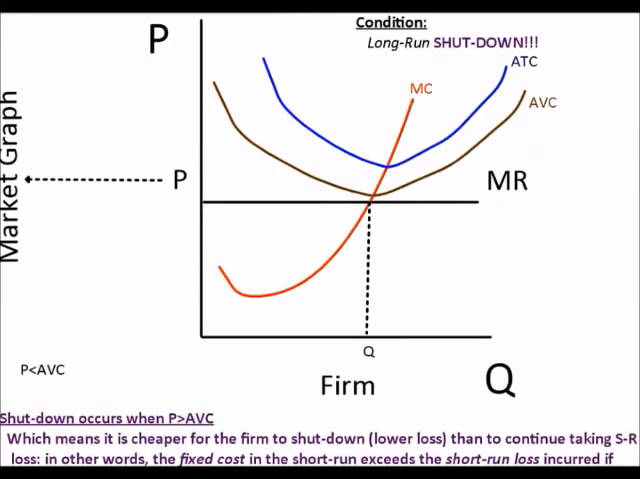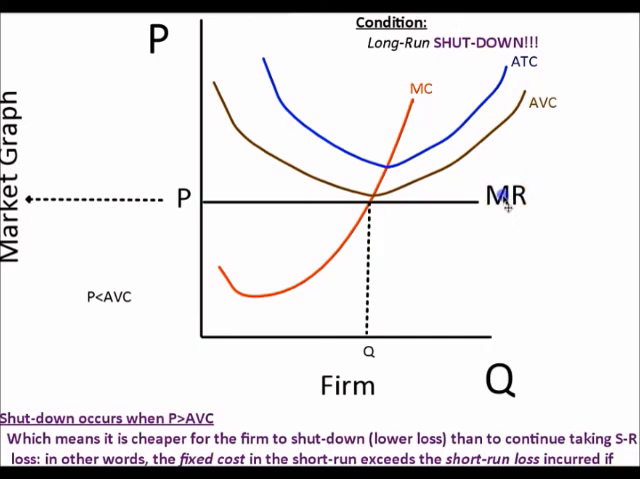And the very last condition is shutdown. We've already talked about in class how a firm will decide whether to shut down or stay in business based upon what the short run loss is compared to the long run loss. Fixed cost is the variable here. If staying open in the short run incurs a greater cost than their fixed cost, they're going to shut down because the fixed costs are cheaper.